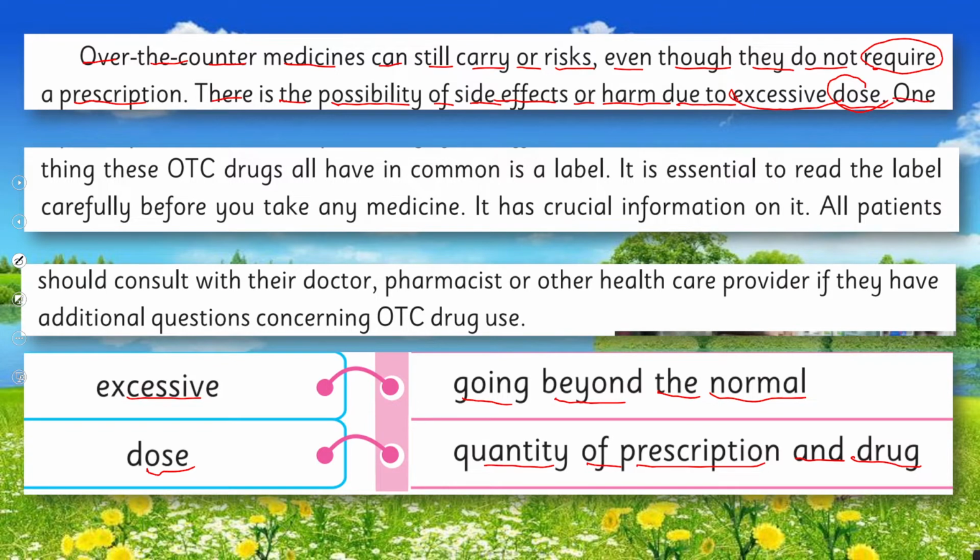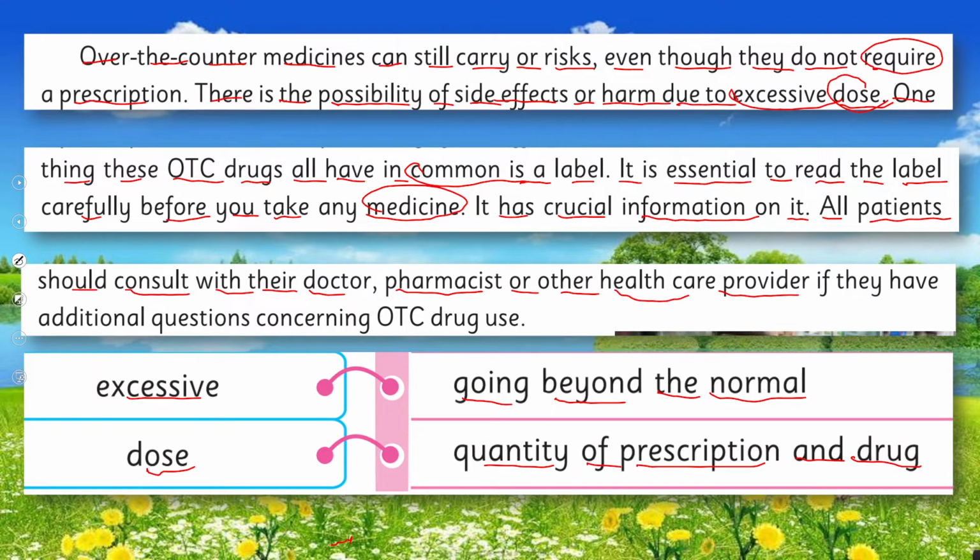One thing these OTC drugs all have in common is a label. It is essential to read the label carefully before you take any medicine. It has crucial information on it. All patients should consult with their doctor, pharmacist, or other healthcare provider if they have additional questions concerning OTC drugs.